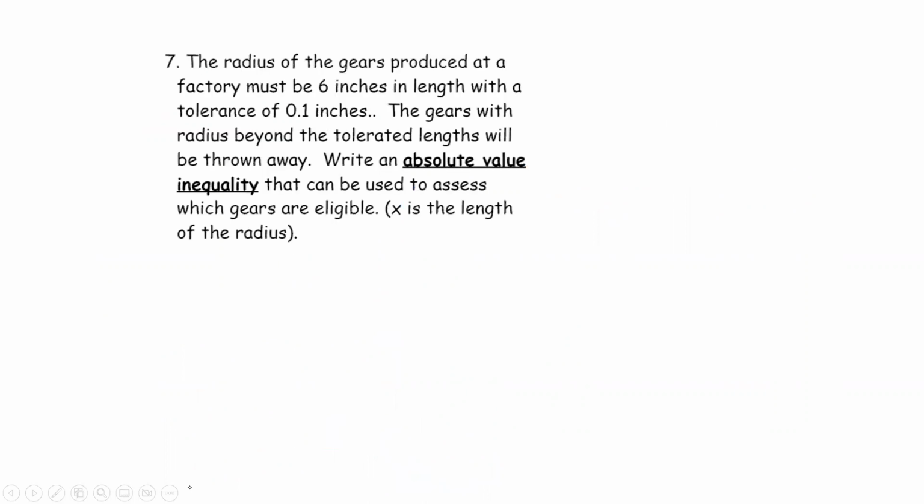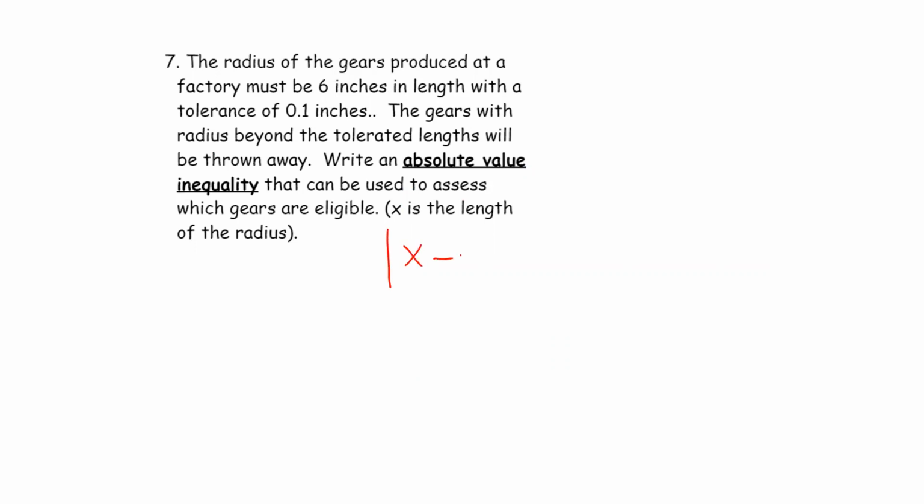All right, number 7. The radius of the gears produced at a factory must be 6 inches in length with a tolerance of 0.1 inches. The gears with radius beyond the tolerated lengths will be thrown away. Write an absolute value inequality that can be used to assess which gears are eligible. X is the length of the radius. So all of them are going to look like this.